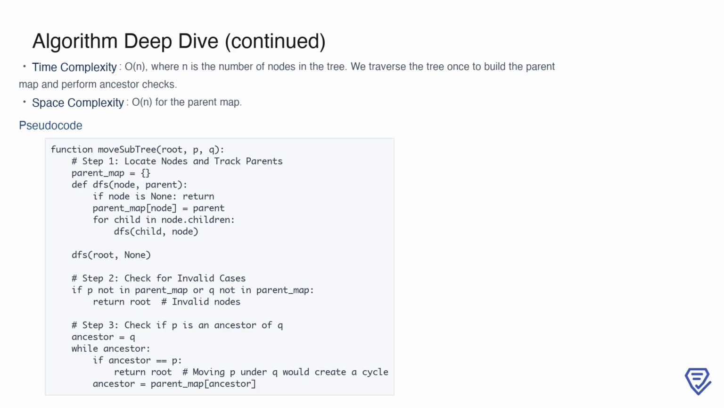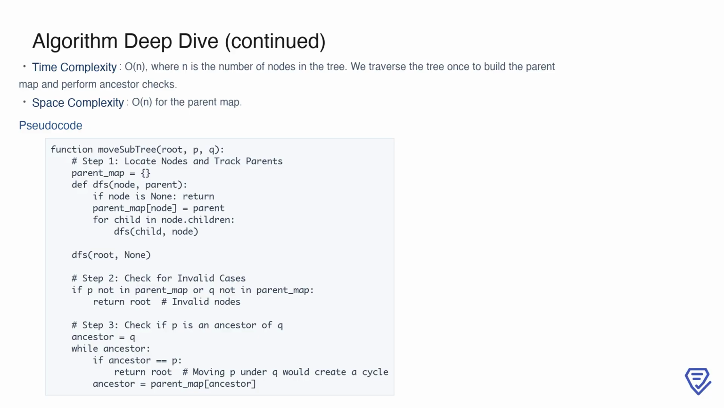First, we define the function moveSubtree, which takes the root of the tree, node P, and node Q as inputs. We initialize an empty parent map and define a helper function to perform a DFS traversal. During the traversal, each node is mapped to its parent. Once the parent map is built, we check if either P or Q is missing from the map. If so, the operation is invalid, and we simply return the root.